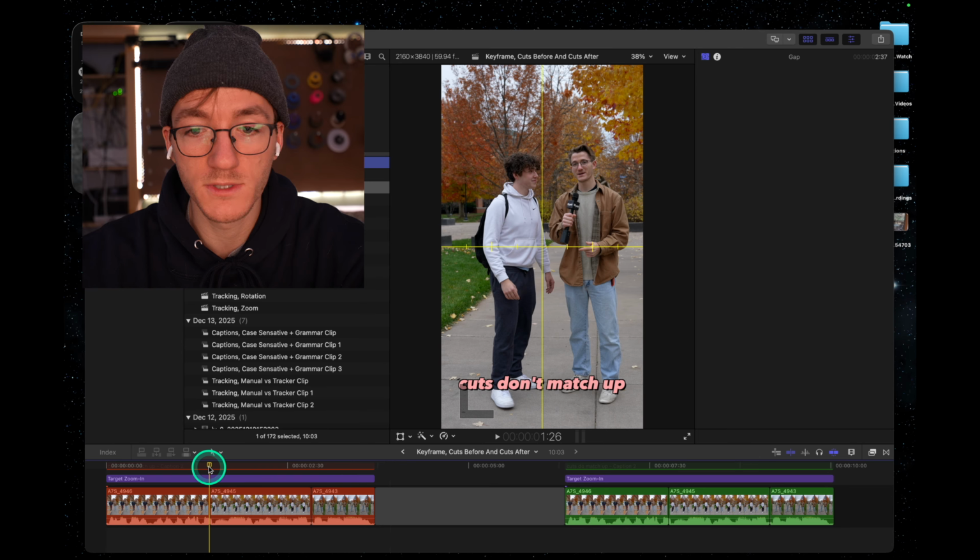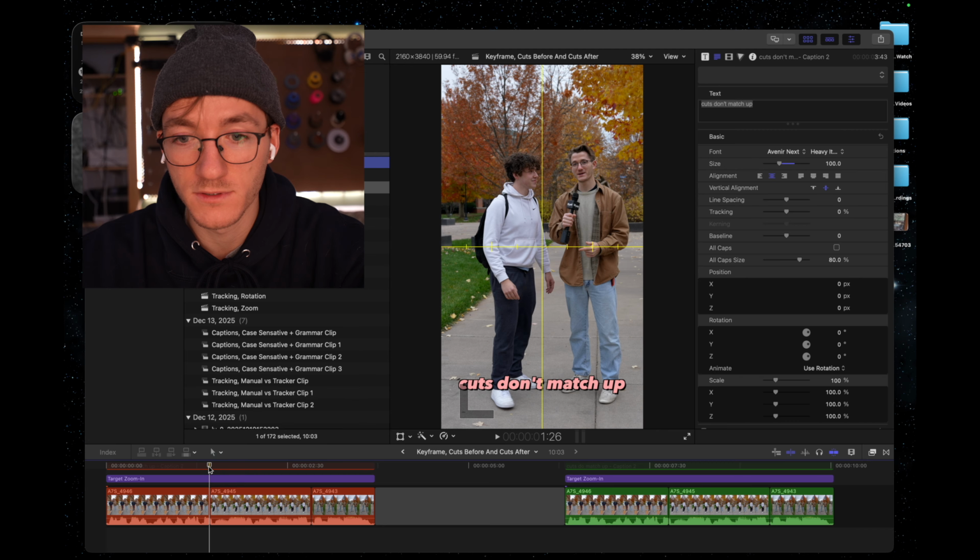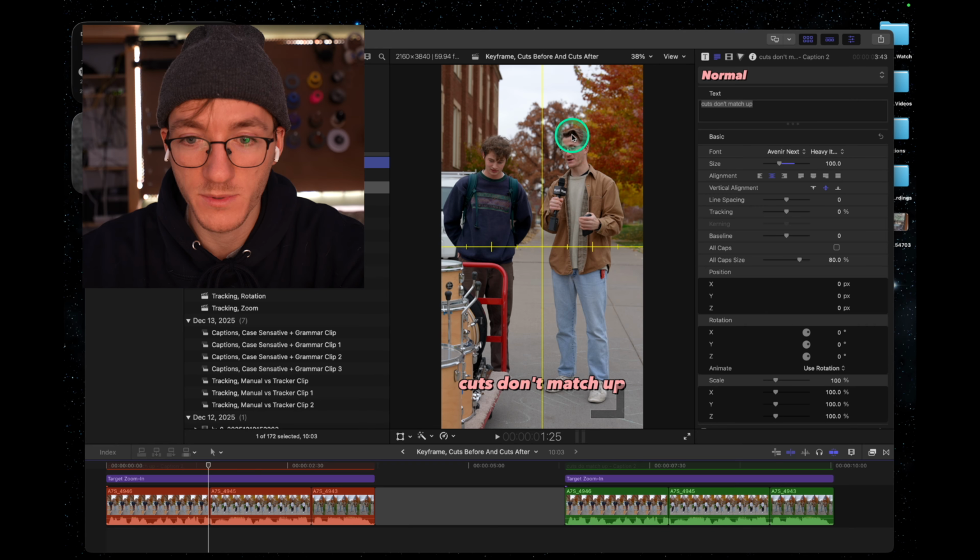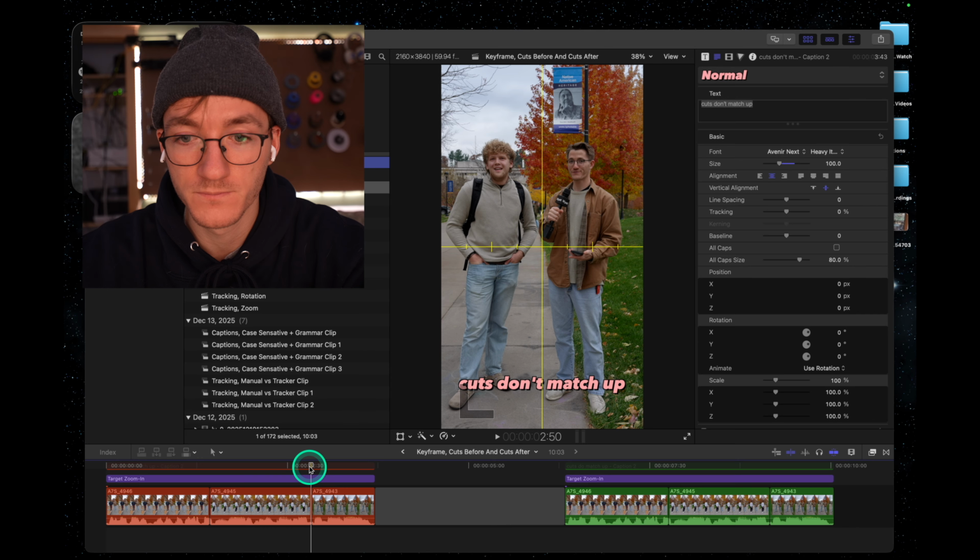So let's look at this. There's two cuts. Let's look at the before and after. You can see that I don't maintain the same spot. My head is here, and then it's up here. It's down here, and then it's up here. So it breaks that. Now let's look at the next cut. Just not the right location.